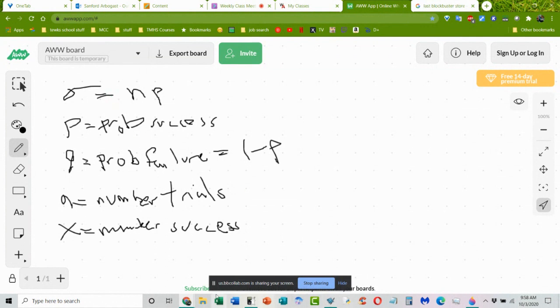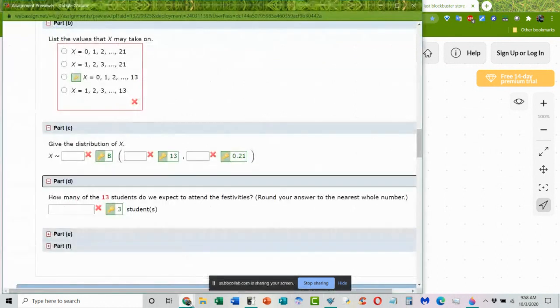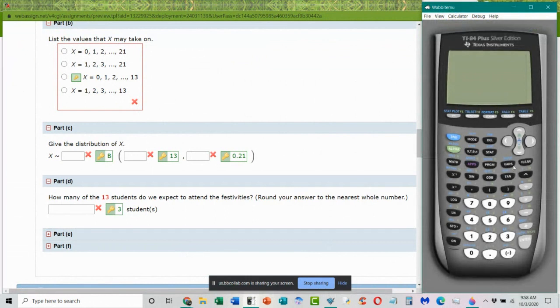So when we do these, I'll bring it back up. And I'll bring up my calculator. We are going to need to use the distribution tool, which is above the vars. So on your calculator, it's above vars, so it's second vars. This brings up our distributions, okay?